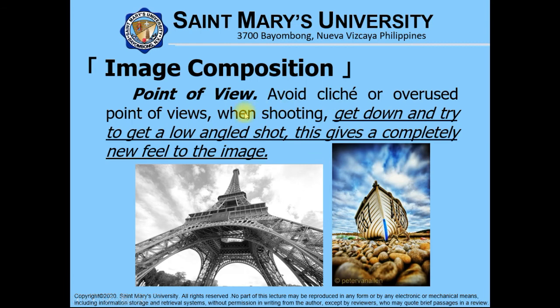When shooting, experiment, get down and try to get a low angled shot. This gives a completely new feel to the image. So here you can see a sample image of a change in point of view. We have the low angled shot here of Paris in a boat.